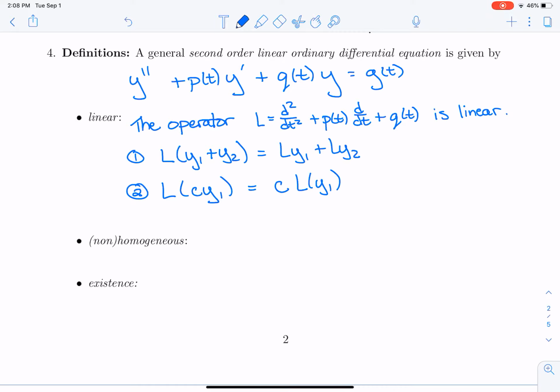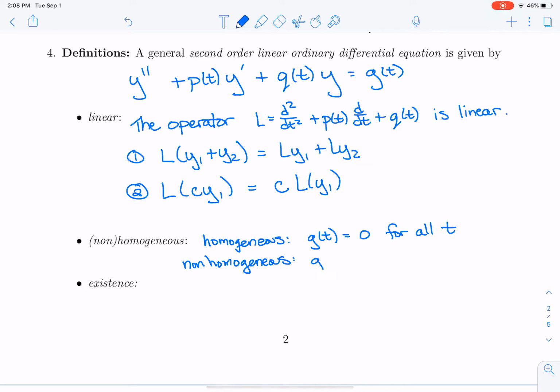Okay, so a second order linear differential equation could be homogeneous if g of t is equal to 0 for all t, so that the right-hand side of this linear differential equation is always 0. And then it's non-homogeneous if g of t is not equal to 0 for some t.